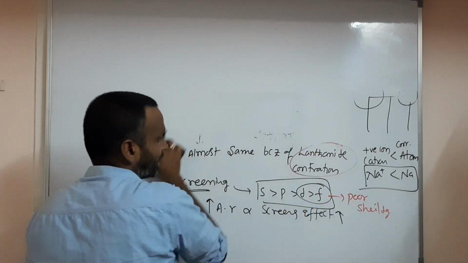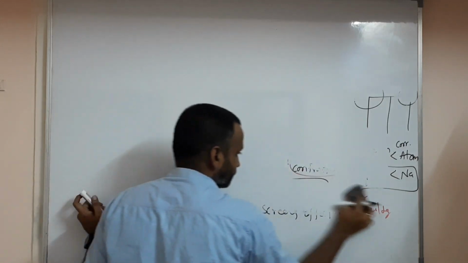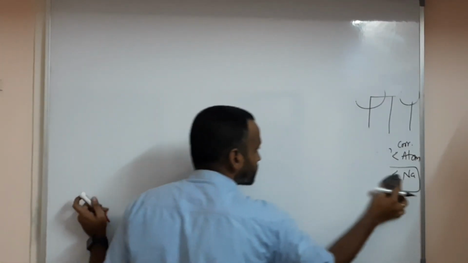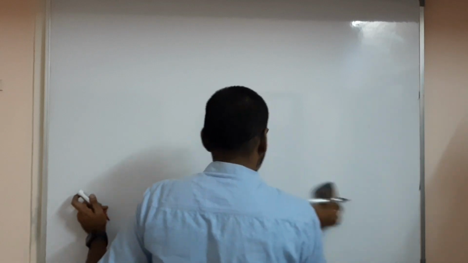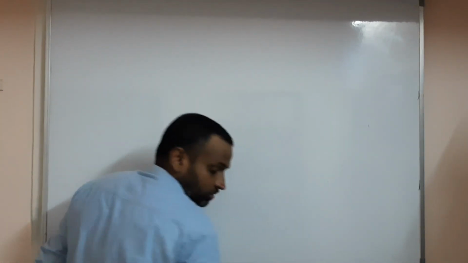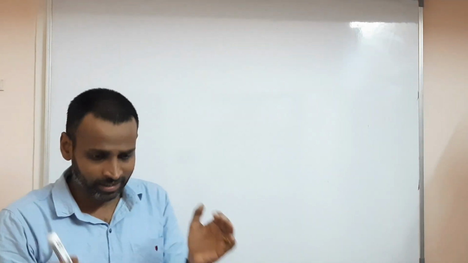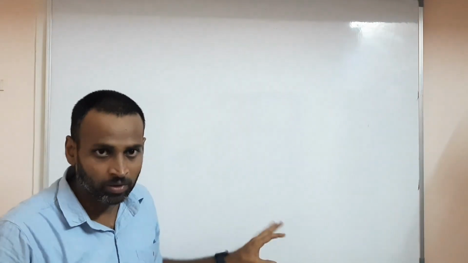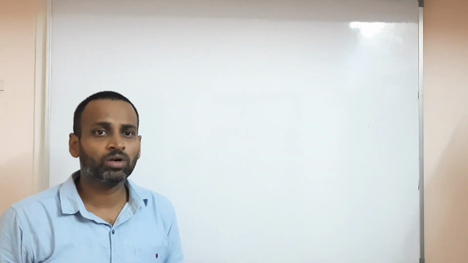Okay, the shielding effect order was also given. The shielding effect depends on what? Inner subshells: s, p, d, f. If the inner subshells are d and f, then shielding is less, and certainly the radius will decrease. That's why in the d block and f block, they have almost similar radius. That's why we say d and f block elements have similar properties.